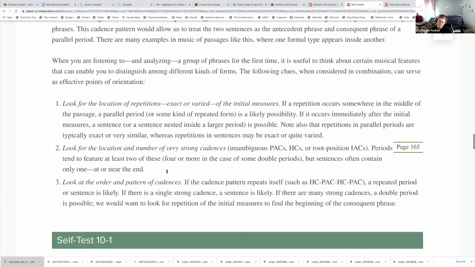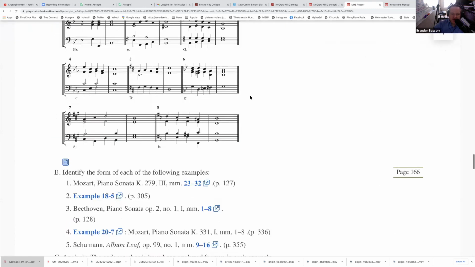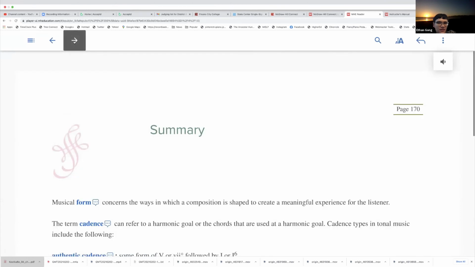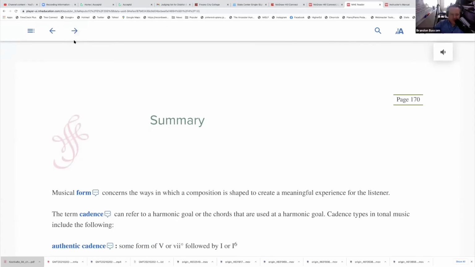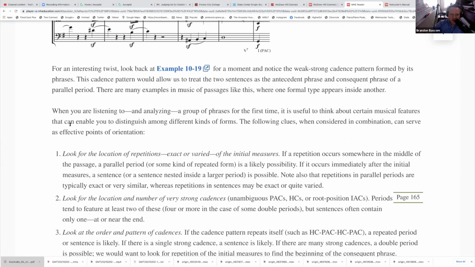All right. For an interesting twist, look back at example 10-19 for a moment and notice the weak, strong cadence pattern formed by this phrase. I think what we're going to do is take a pause here, let this marinate, and reconvene on Monday and just have a review, a summary of everything we've gone over, because this is the very end of this section. So let's pick up on this next time.